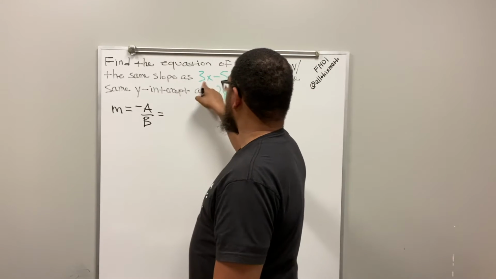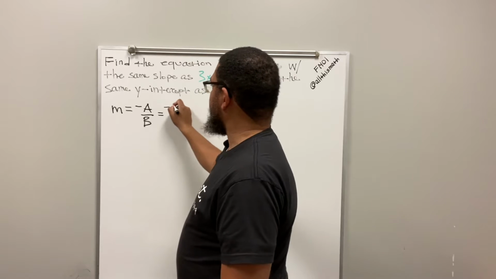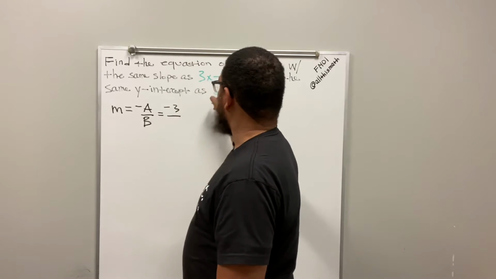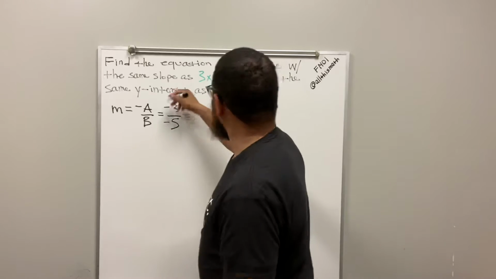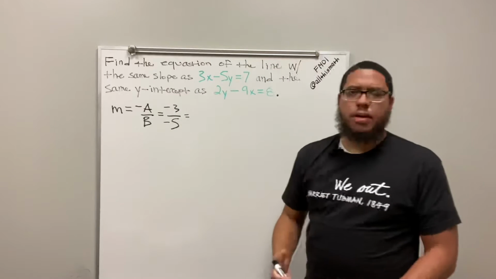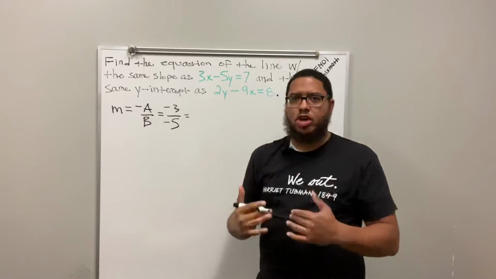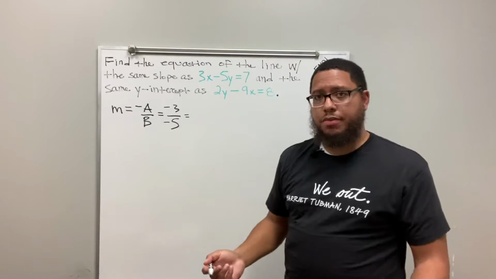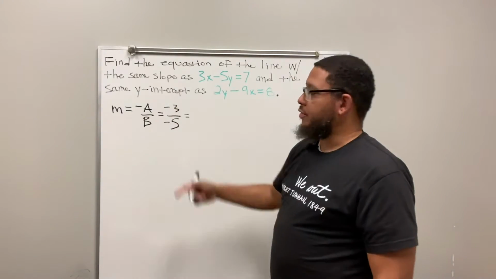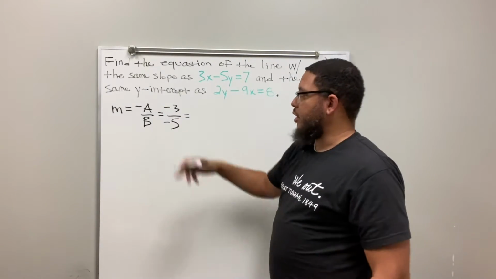So my a term is going to be 3. So that's going to be negative 3. My b term is negative 5. So that's that right there. And now these are both negative, so I can simplify those. I can't really put it in lower terms than 3 and 5 because the greatest common factor of 3 and 5 is just 1, right? But I can get rid of these negative signs because a negative divided by a negative is a positive.